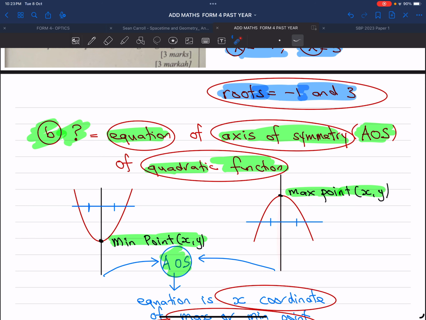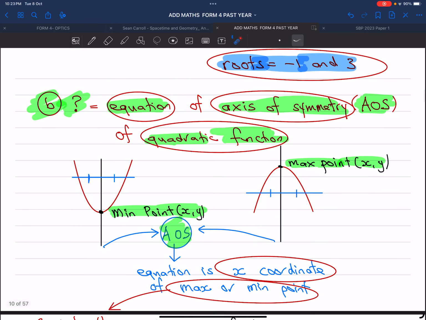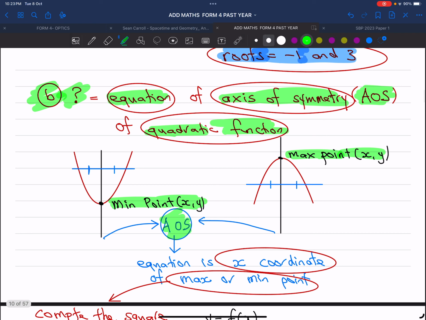And we learn from the notes that the equation of the axis of symmetry is actually the x-coordinate. It is the x-coordinate of the maximum or minimum point. That means if here, let us say the x-coordinate is 3, so the equation is x equals 3 for the axis of symmetry.